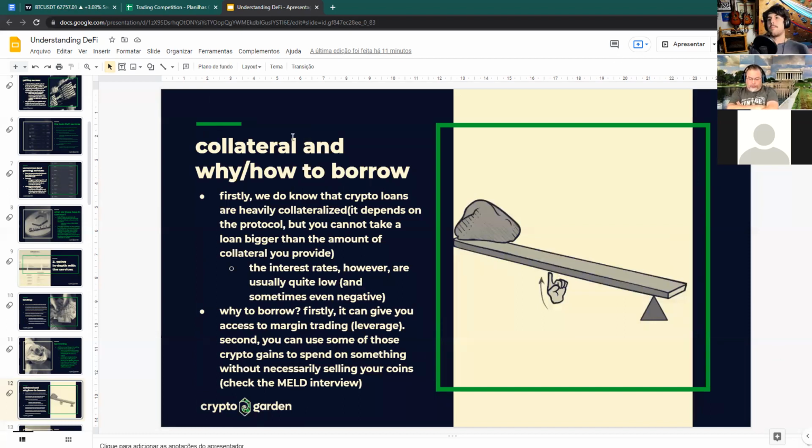Well, why and how will I borrow, right? Well, first, we know that crypto loans are heavily collateralized. It depends on the protocol. Of course, there are protocols that let you take more on a loan, and there are protocols that let you take less, but in all of them, you cannot take a loan on more than you have provided as collateral, right? Because they cannot go to your house and take your house like a bank.